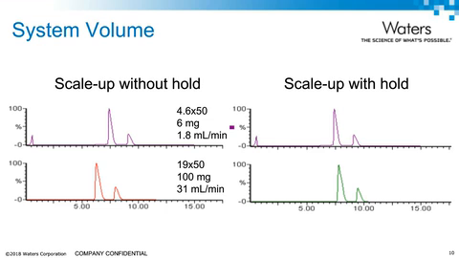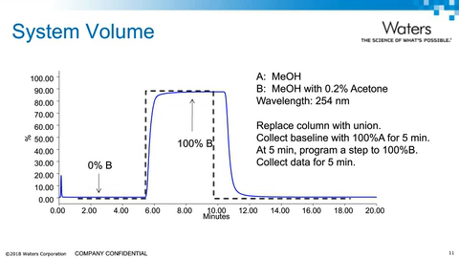System volume is pretty easy to determine. The way I do it is I replace a column with a union, and I make my mobile phase A something like methanol or acetonitrile, and then the mobile phase B is that same solvent, methanol or acetonitrile, with a highly absorbing UV compound. You collect baseline at 100% A for about 5 minutes, and then you program an immediate step to 100% B, and then collect data for approximately 5 minutes.